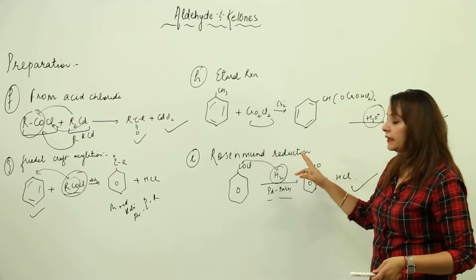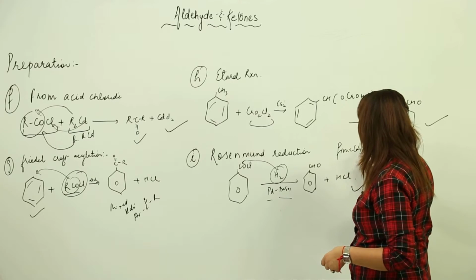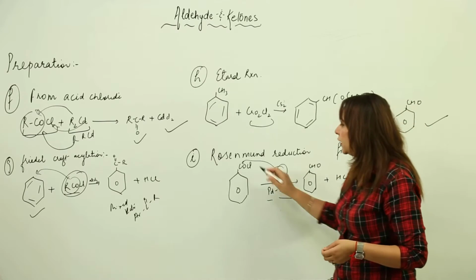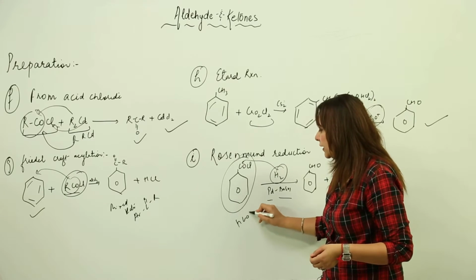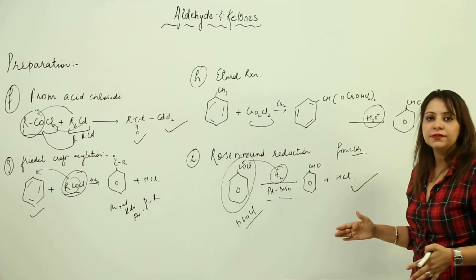There is one limitation of this: we cannot prepare formaldehyde with this method. We cannot prepare formaldehyde because here HCOCl is highly unstable, so we cannot take that. So these are the preparations of aldehydes and ketones.